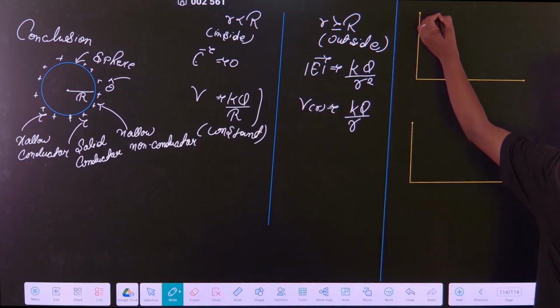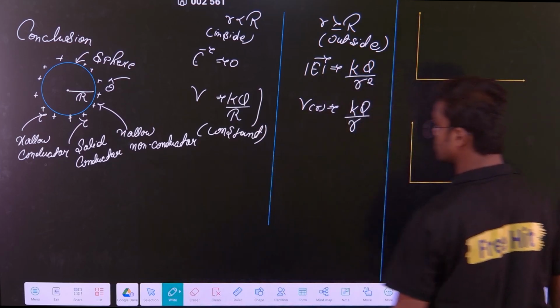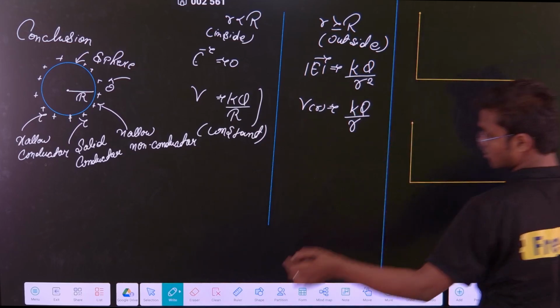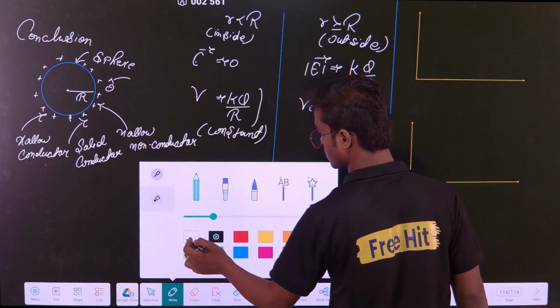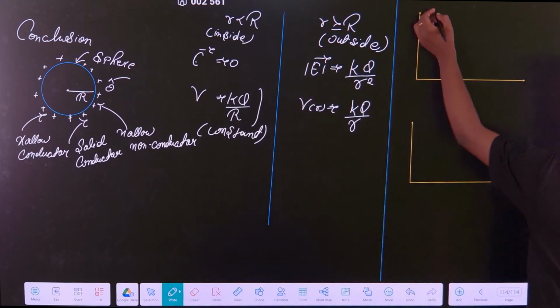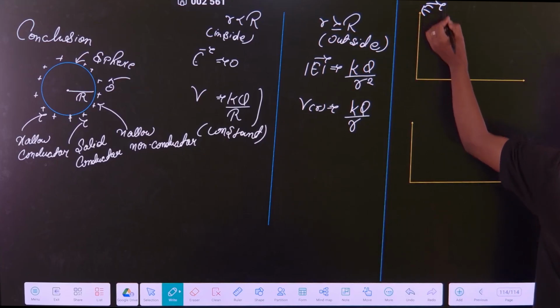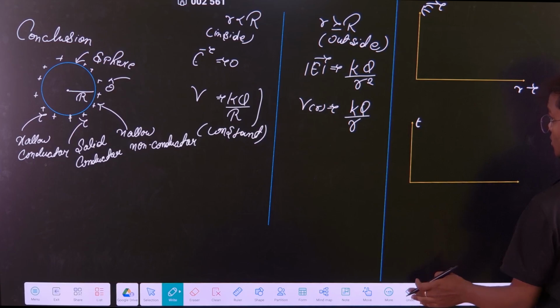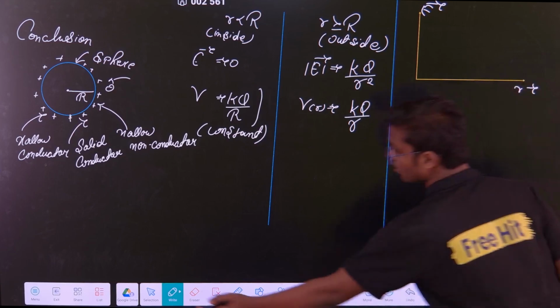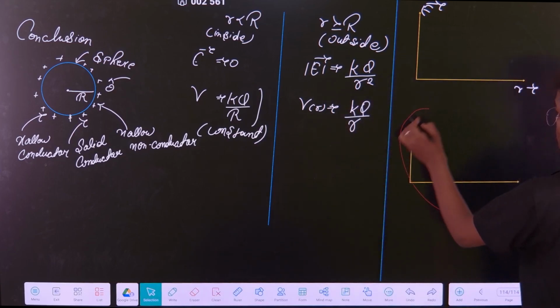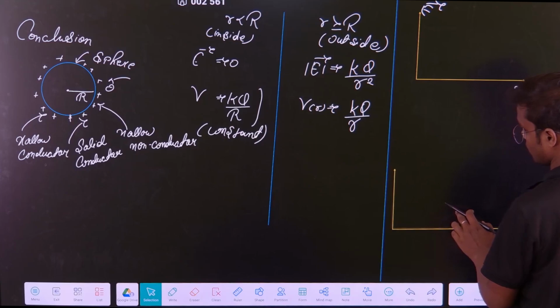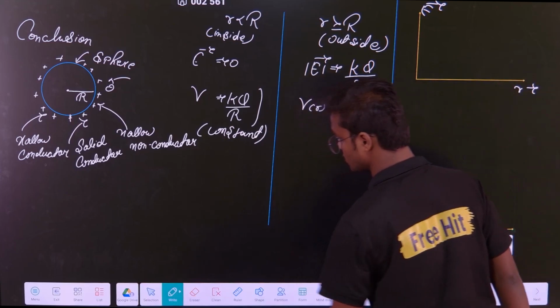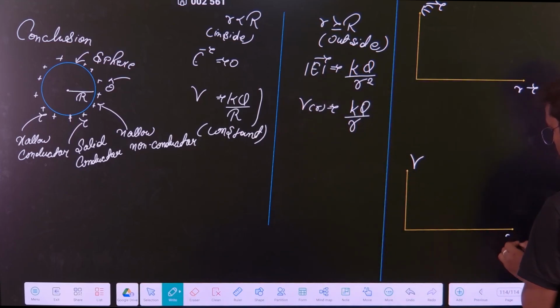First our graph will be, what happened? So our first graph will be electric field versus R, and our second graph will be potential versus R. Those are the two graphs we have in our syllabus.